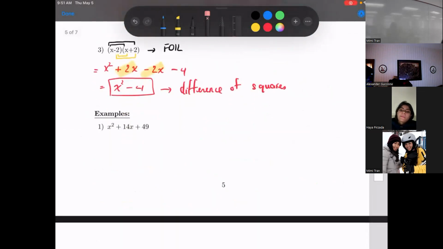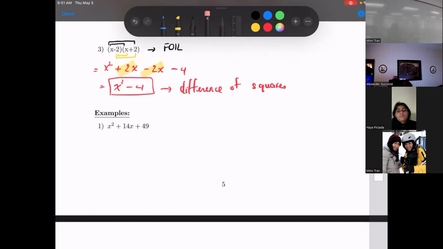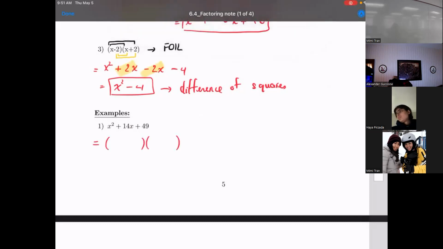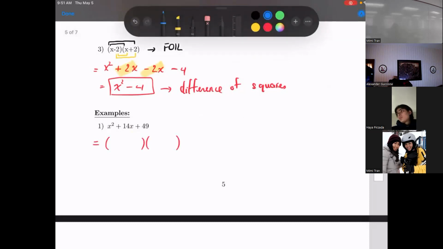Okay, good. So let's try this one. Let's factor again. Why don't you guys factor this? You can use guess and check. So the product is 49. The sum is 14.